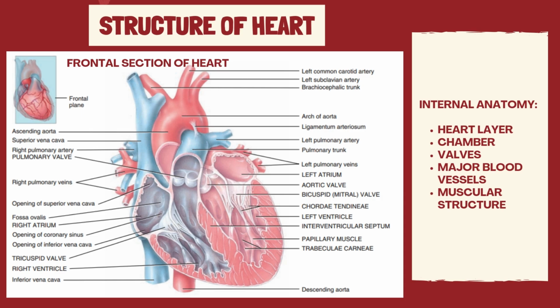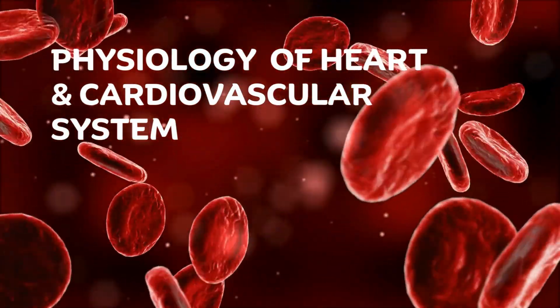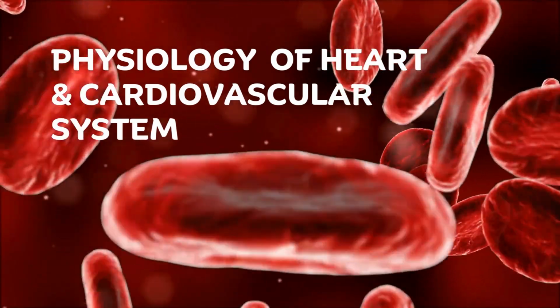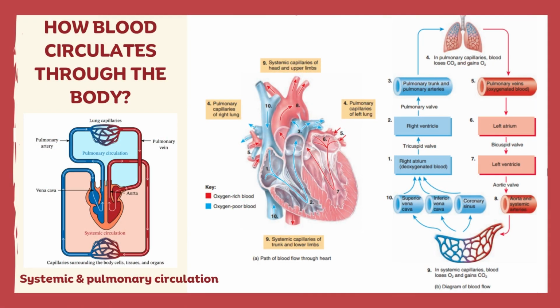Together, the pericardium, heart layers, chambers, valves, and internal muscle features ensure the heart operates efficiently as a coordinated pump, maintaining blood circulation and supporting the body's vital functions. Moving on to the physiology of the heart and cardiovascular system. Blood circulates through the body via two interconnected pathways, which are pulmonary circulation and systemic circulation, which work together to deliver oxygen and nutrients while removing waste products.